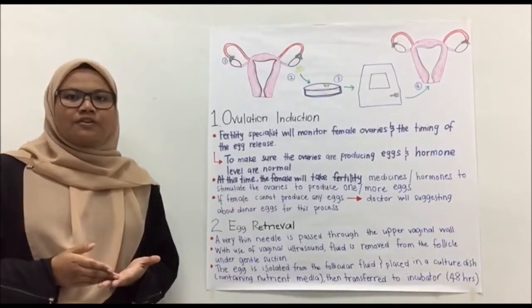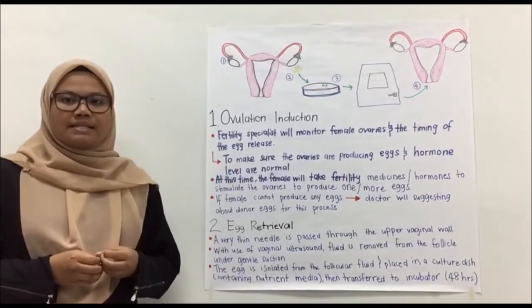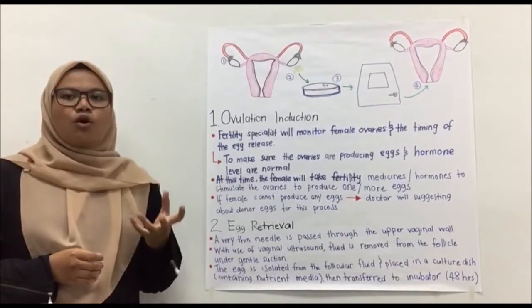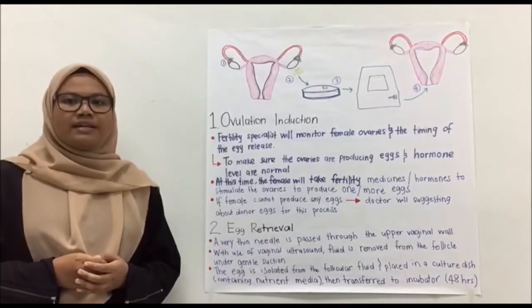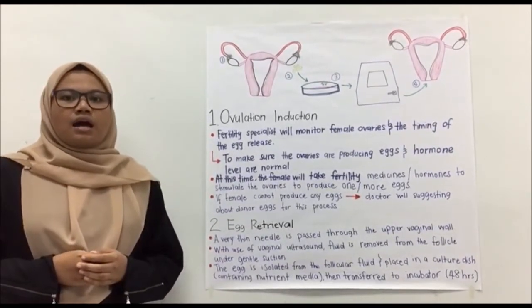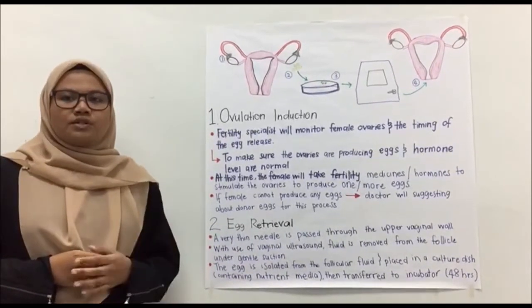At this time, the female will take fertility medicines or hormones to stimulate the ovaries to produce 1 or more eggs. If the female cannot produce any eggs, the doctor will suggest donor eggs for this process.